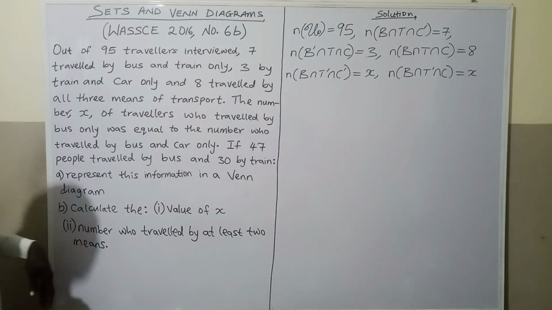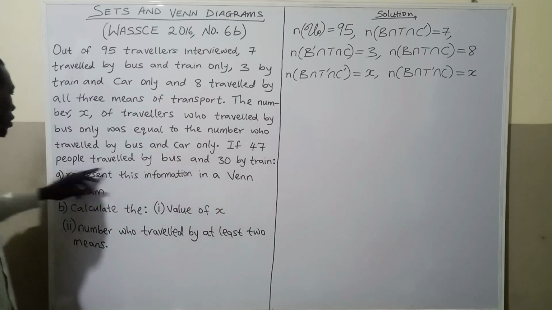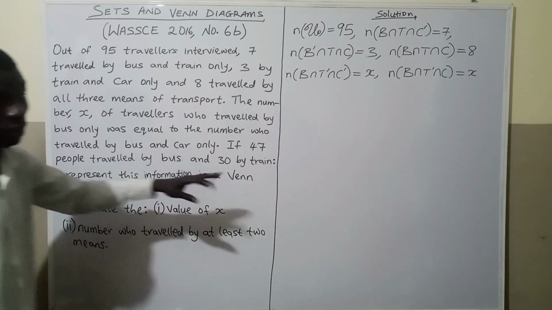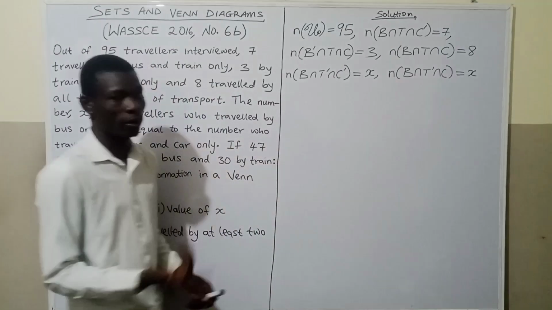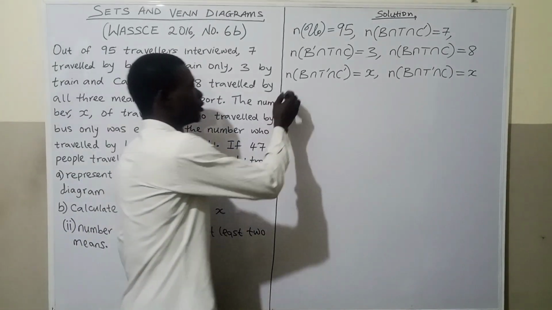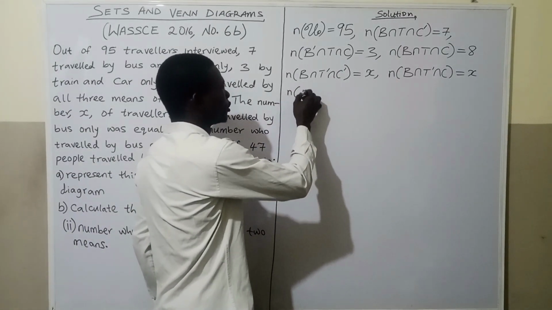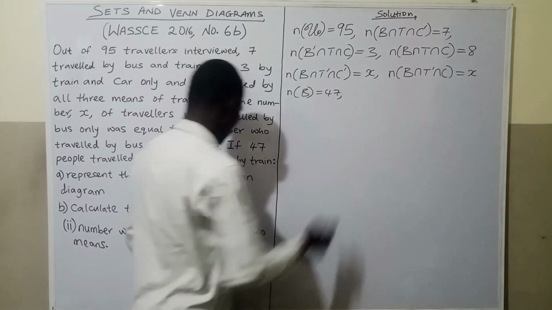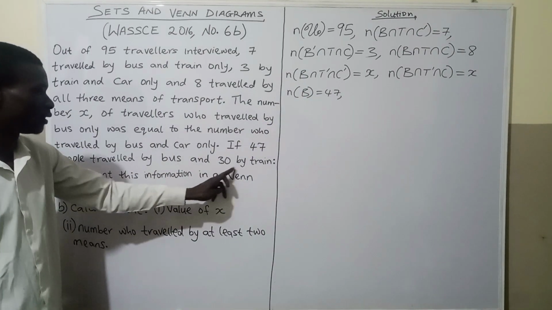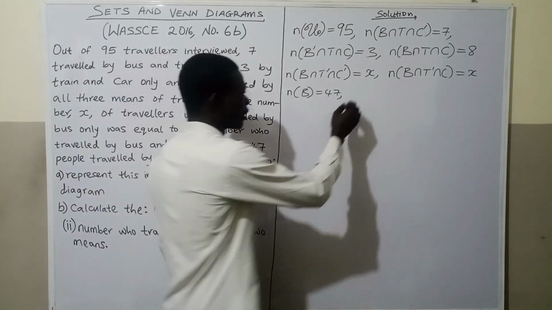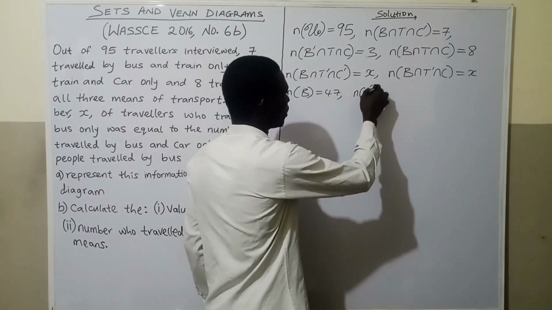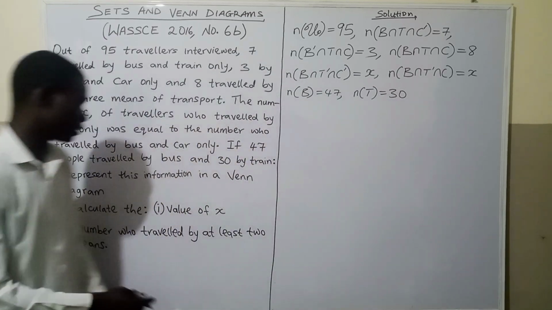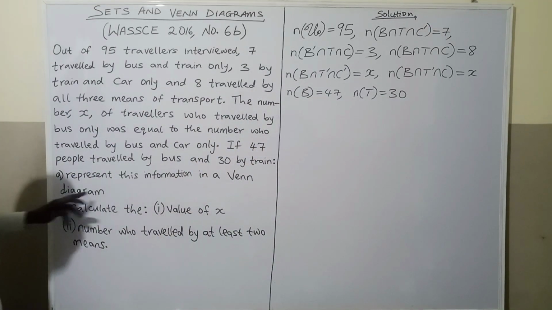So the question now says again, if 47 people traveled by bus. So the number that traveled by bus, this time around, is not bus only, but bus. So the number of people that traveled by bus, there are 47 of them. And 30 by train. So the number of people that traveled by train, there are 30 of them. The question now says represent this information in a Venn diagram.